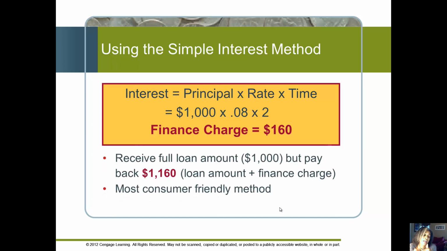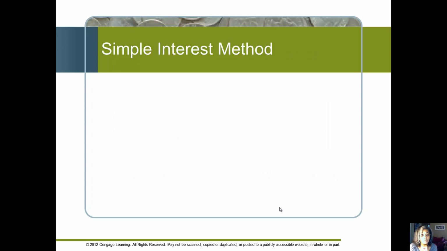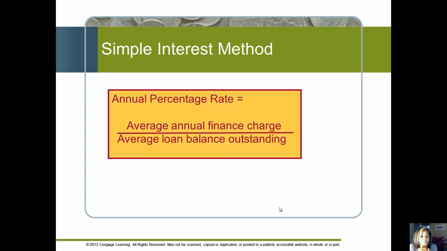So that means on a single payment loan, the amount that you'd have to pay back in that one payment would be $1,000 plus the $160, or $1,160. So that APR, or annual percentage rate, is the average annual finance charge divided by the average loan balance outstanding.